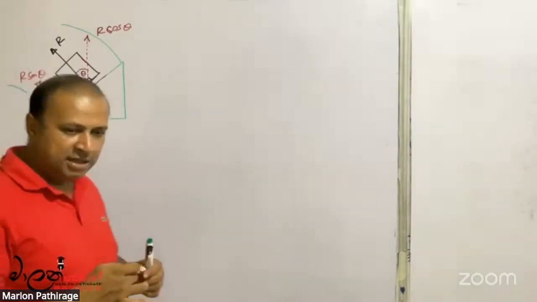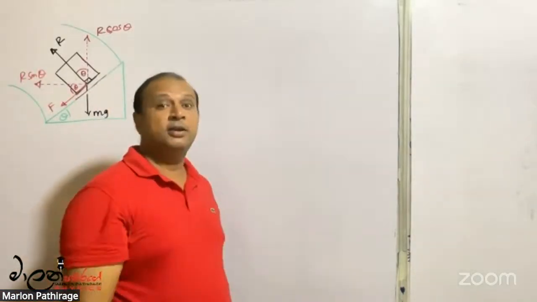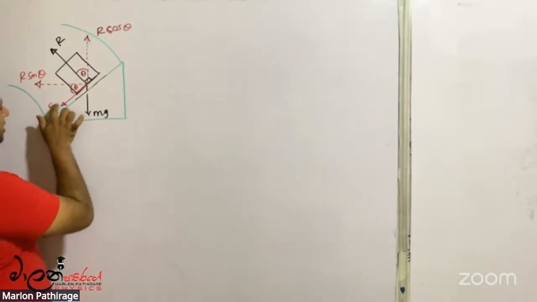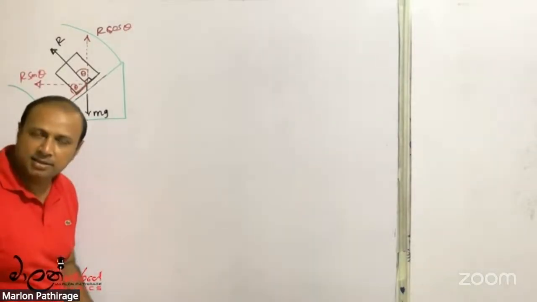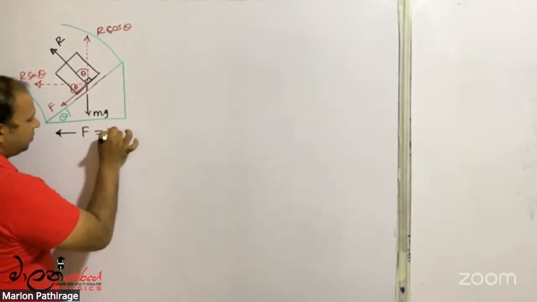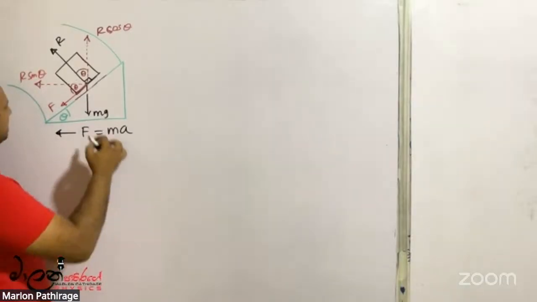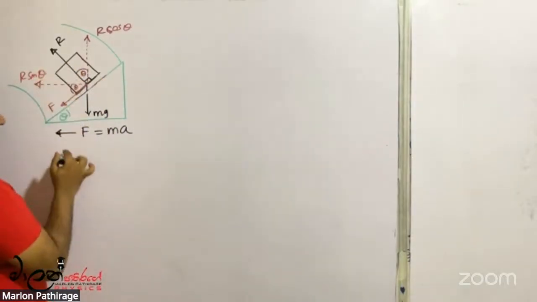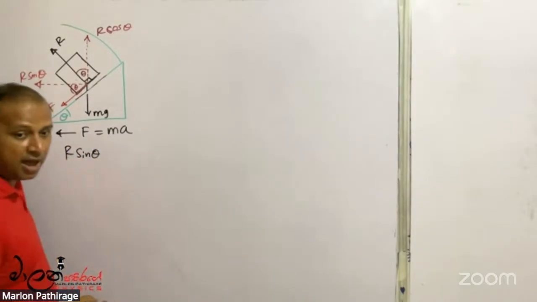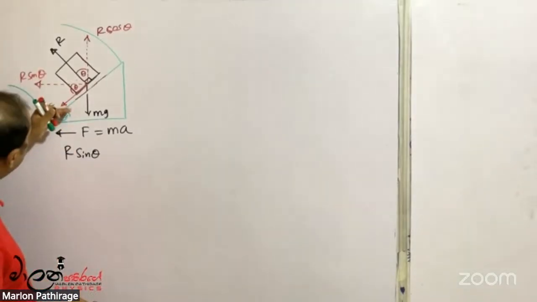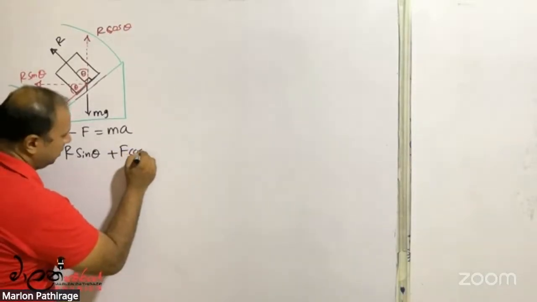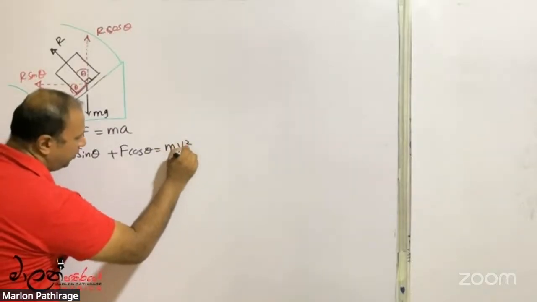Therefore, if I resolve the forces toward the center of the circle, there are two forces: R sin theta and F cos theta. So if I apply F equals ma toward the center of the circle, R sin theta plus F cos theta should be equal to m v squared over r.